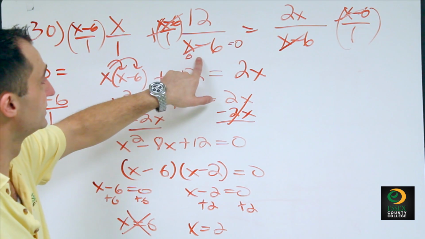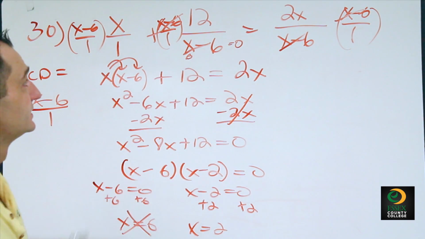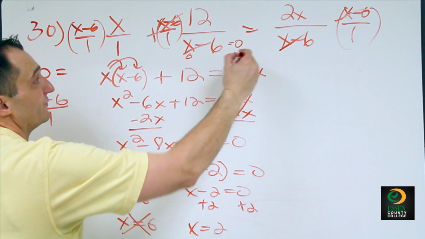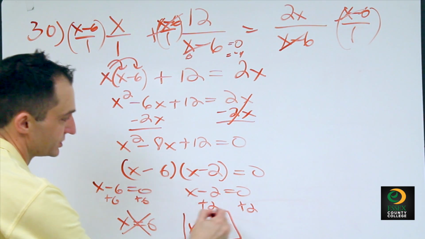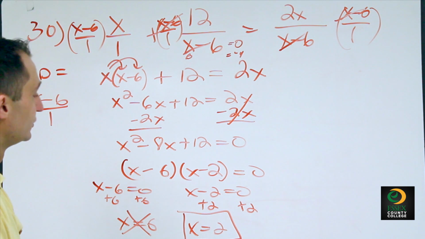If we were to put 2 into the bottom, we would get 2 minus 6, and then we would get negative 4, which is correct, which you can have as a bottom. So your answer is just x equals 2 for number 30.